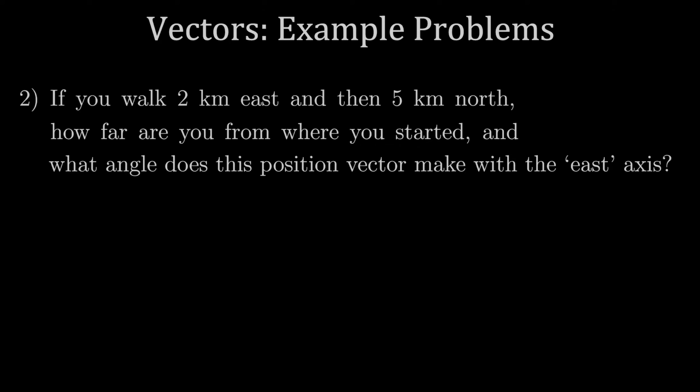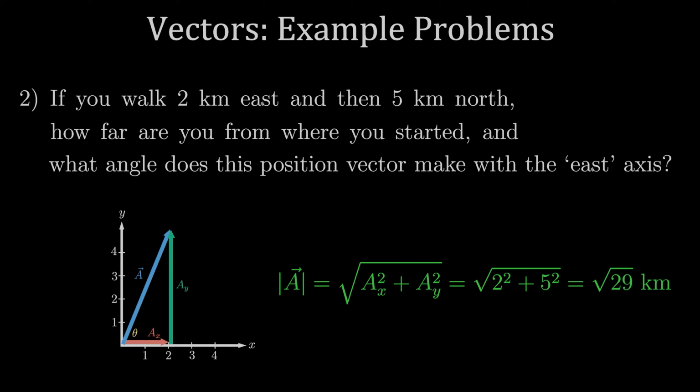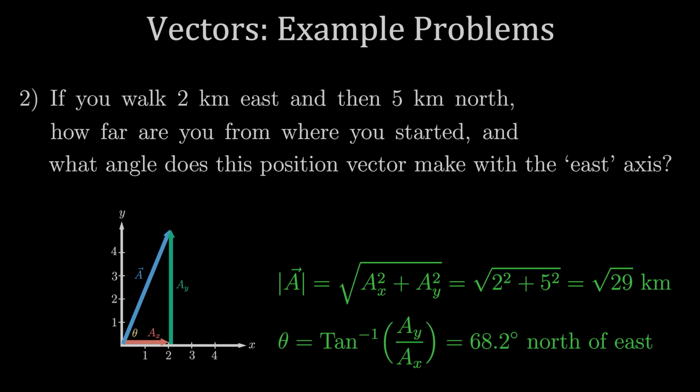Welcome back. When you're asked how far you are from something, this usually means you need to find a vector's magnitude. I would first draw a diagram, something like this, where the x-axis is east and the y-axis is north. We're given the components of vector A in the problem, so we can find its magnitude no problem. For the next part of the question, we're asked to find the angle that this vector A makes with respect to the east axis. In my diagram, that is the x-axis, and the angle in question is labeled as theta. We can use the trigonometric definition of the tangent of theta, then take the inverse tangent to isolate the angle theta. Plugging this into a calculator, we get our result.